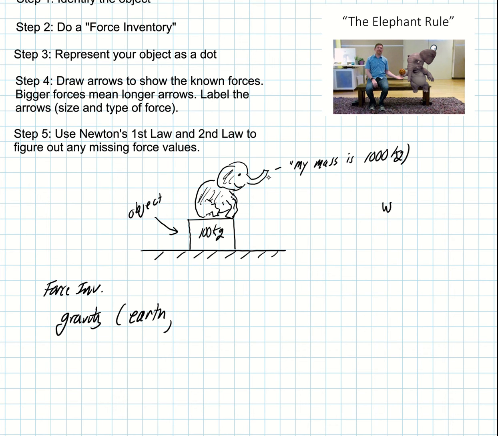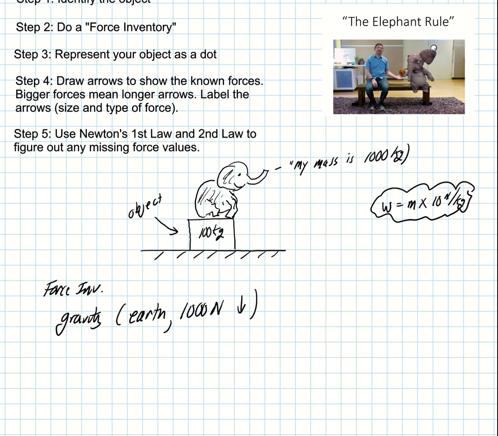And now what size is that force? So we have this formula that says, take the mass of your object times 10 newtons of gravity force for every kilogram. So what is 100 kilograms times 10 newtons per kilogram? That's 1,000 newtons. That's a little over 200 pounds. And that's going to be down.